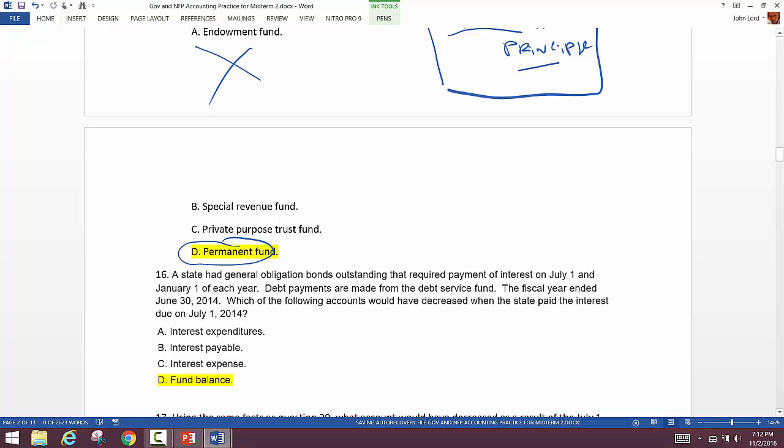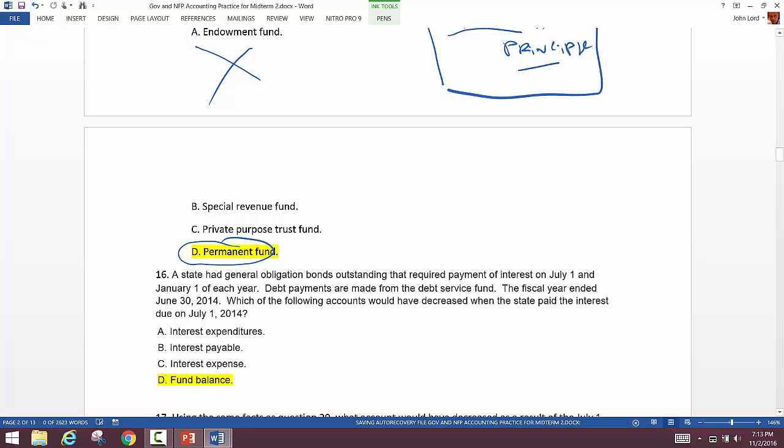Okay, number 16. A state had general obligation bonds outstanding that require payment of interest on July 1st and January 1st of each year. Debt payments are made from the debt service fund. The fiscal year ends June 30th, 2014. I don't know what that sentence is doing there. I don't understand this sentence. Which of the following accounts would have decreased when the state paid the interest on July 1st, 2014?